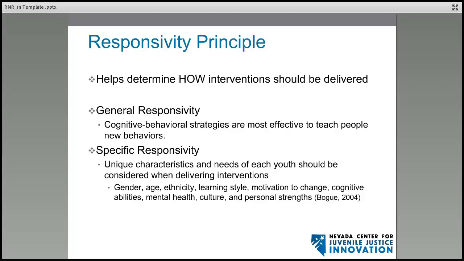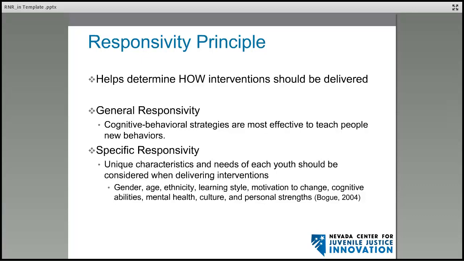Lastly, the responsivity principle addresses how interventions should be delivered to youth to be most effective. There are 2 components of the responsivity principle, general and specific. General responsivity asserts that cognitive behavioral strategies based on social learning theory are the most effective way to teach people new behaviors. Such approaches have been shown to be most effective with offenders as a whole.